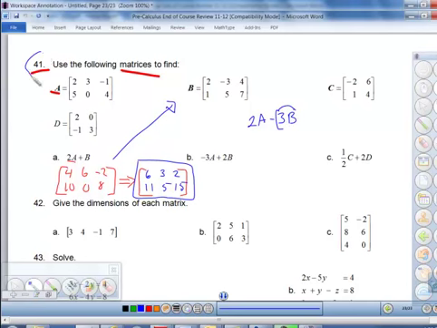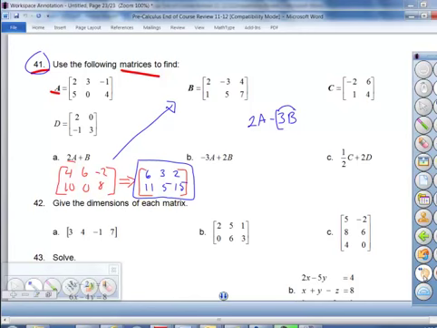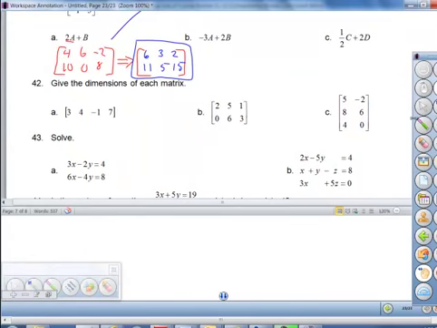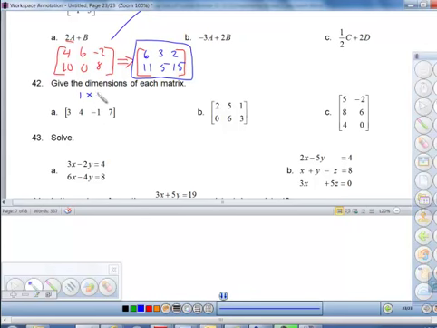Okay, but 41, everything else is pretty much self-explanatory. Just remember, B and C can't add or subtract because the dimensions are not the same. It goes by rows, by columns. Okay, 42. It says give the dimensions of each. So this one has 1 row by 1, 2, 3, 4 columns. That's all you've got to do. Rows by columns. So this one is a 2 by 3. You guys can try that one.